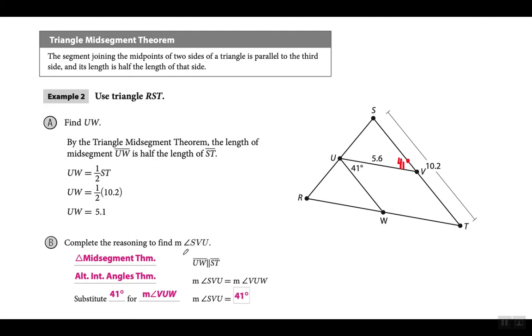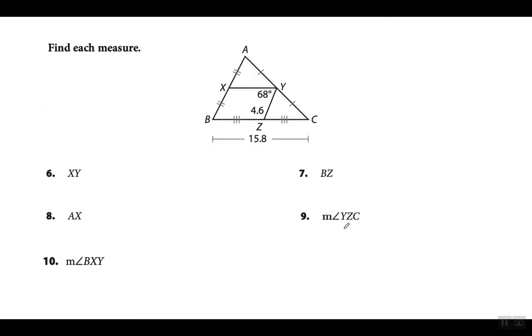All right, these are the types of problems you're going to see on your homework, okay? Estos son los tipos de problemas que tienen en la tarea. So we got to find each measure, encontrar cada medida. So first we got to find xy. So here's xy. Aquí está xy. All right, so look at the line parallel to it. Miren la línea paralelo al segmento xy.